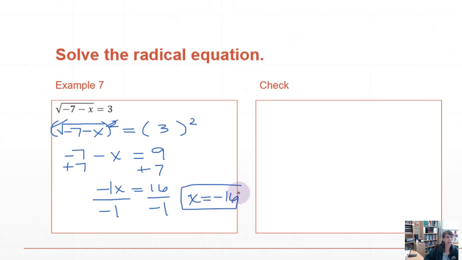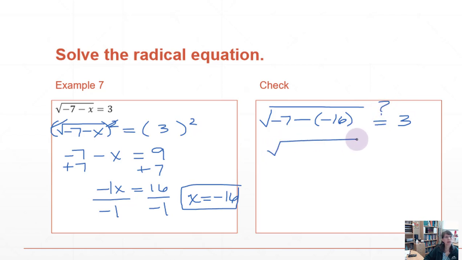So we want to check and see if we can keep the solution or if we need to eliminate it. Our check then, anywhere you see x in the equation, you replace it with negative 16. Under the radical, negative 7 minus our x value. This is a little tricky right there. We have subtraction of a negative. Does that equal 3? This is what we're checking.